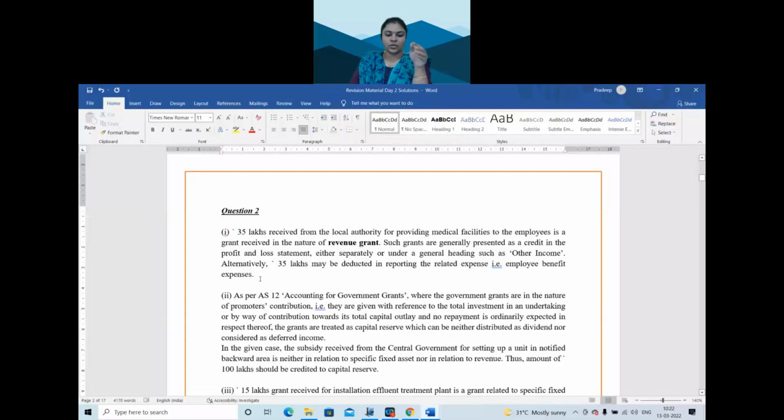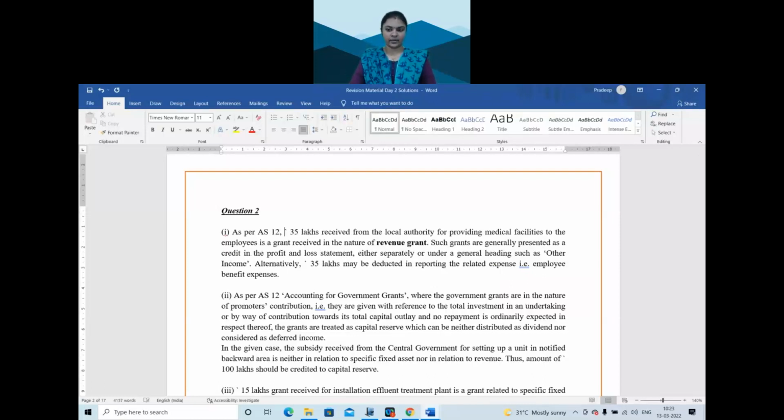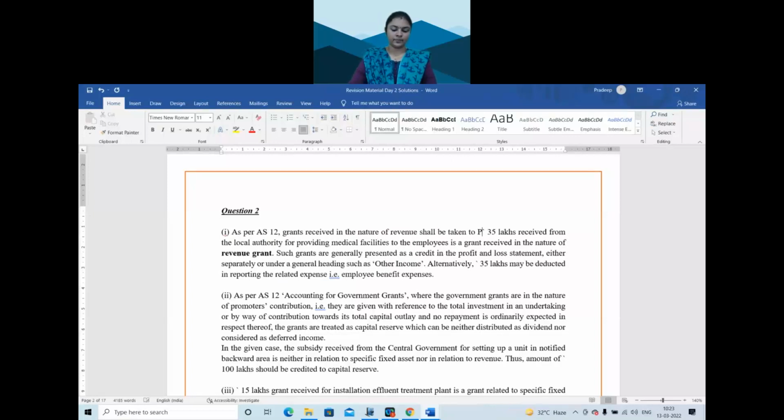So you will start with as per AS12. Grants received in the nature of revenue will be taken to profit and loss account. So that one line will give you the provision very clearly. So let's write it. Grants received in the nature of revenue shall be taken to P&L account.